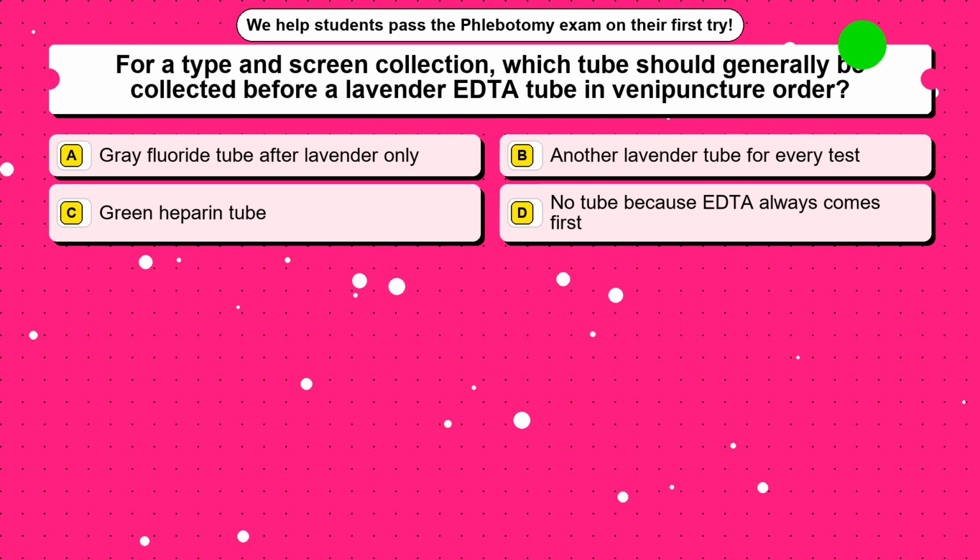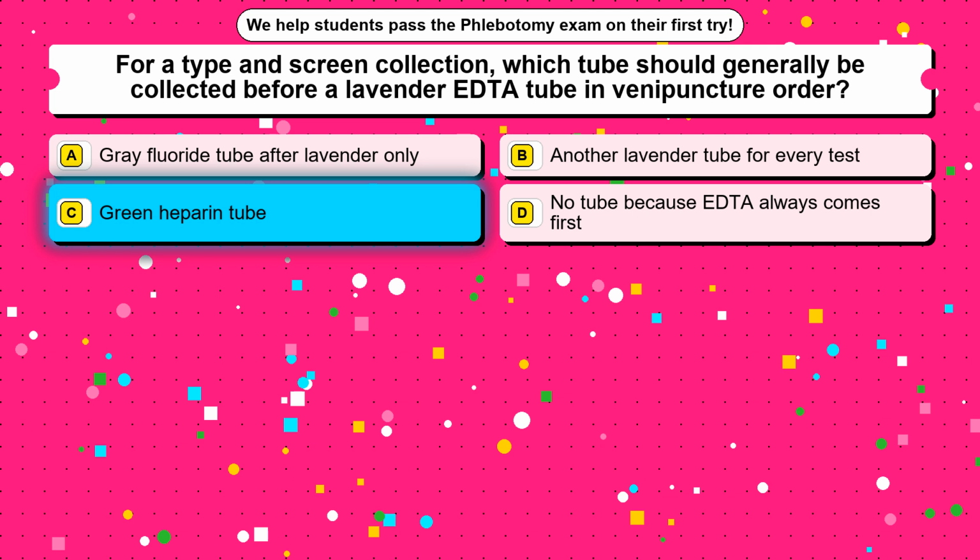Question 81. For a type and screen collection, which tube should generally be collected before a lavender EDTA tube in venipuncture order? Option A, gray fluoride tube after lavender only. Option B, another lavender tube for every test. Option C, green heparin tube. Option D, no tube because EDTA always comes first. The correct answer is option C, green heparin tube.